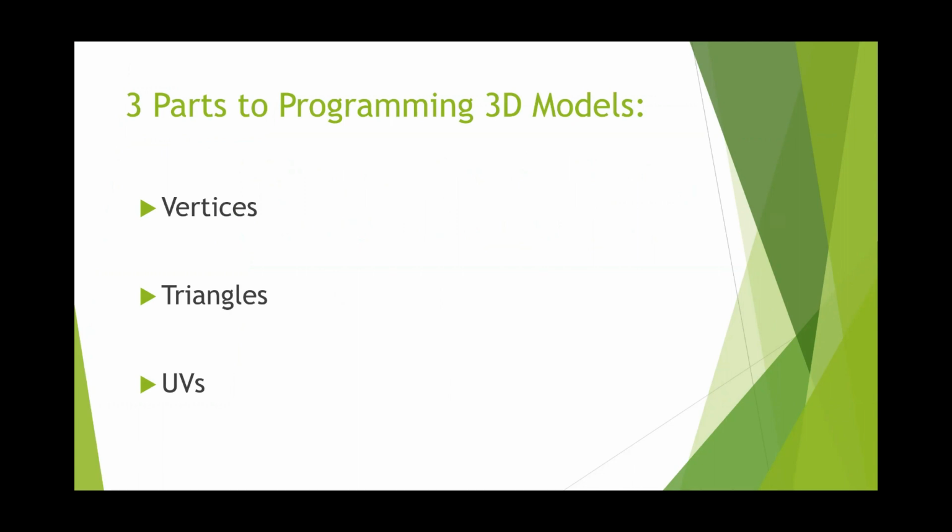There are 3 parts to making a 3D model in code. First are the vertices. These are the coordinates of the model, all of its points in 3D space. Second are the triangles. These are the polygons or surfaces of the 3D model. Third and finally are the UVs. These are the two-dimensional coordinates on the image that we put onto the surface of our 3D model. This video is specifically about the vertices.